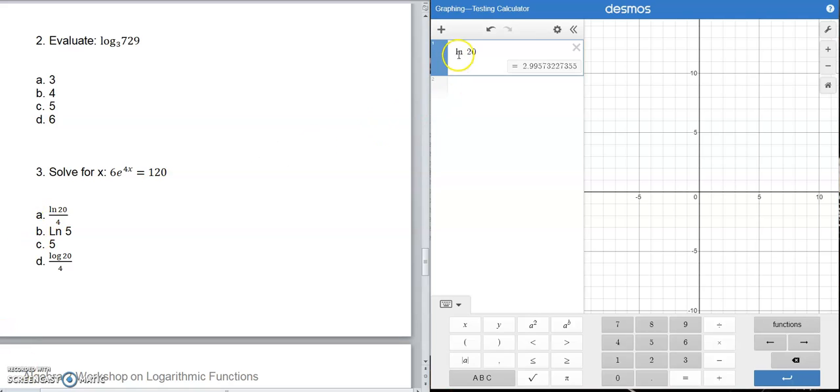I just wanted to show you that ln 20 is approximately 2.9957, and ln 20 over 4 is, all right, so those are the equivalents. Our answer here is A.